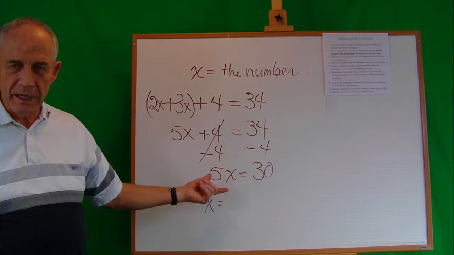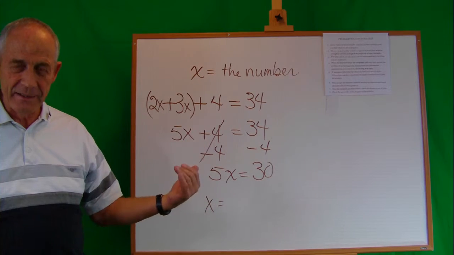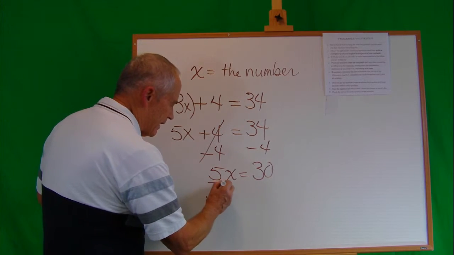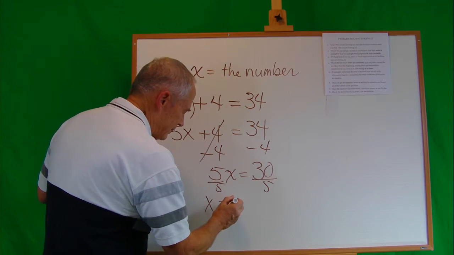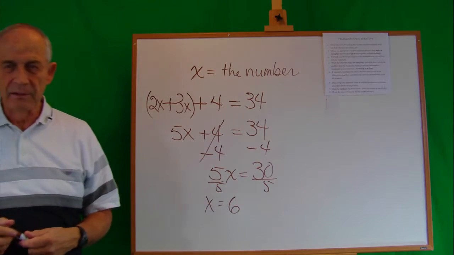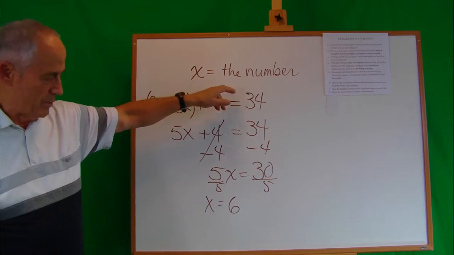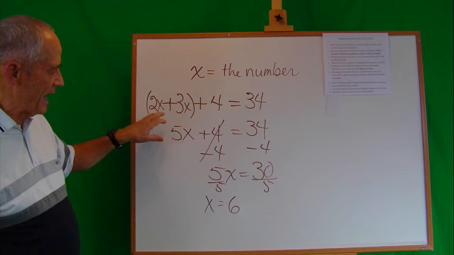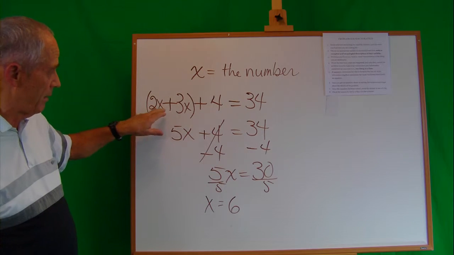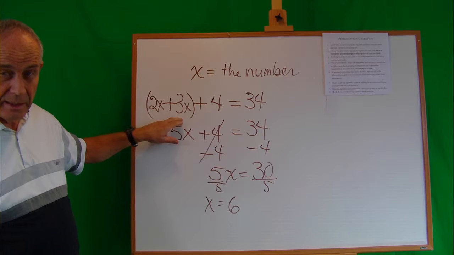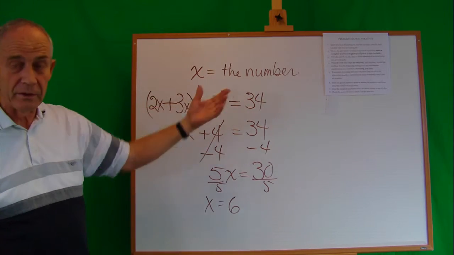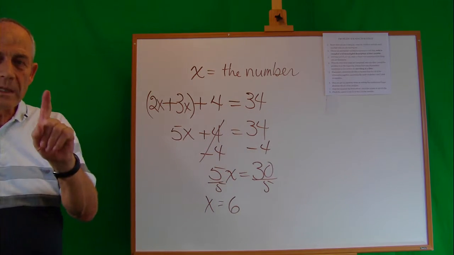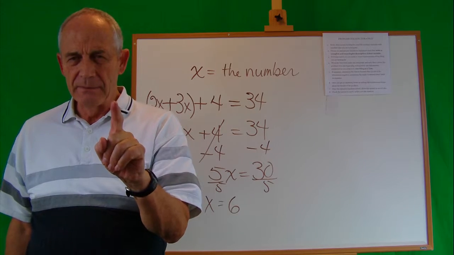I have a multiplication here, and that's the next thing I do. Any multiplication or division I need to take care of. They're multiplied, I need to divide, and 30 divided by 5 is 6. Okay, I was looking for a number. Did I find the number? And then I can check it by putting that number in there. 2 times 6 is 12, plus 3 times 6 is 18. 18 and 12 is 30, plus 4 is 34. So yes, it works. And that's it. One step at a time, it'll be fine.